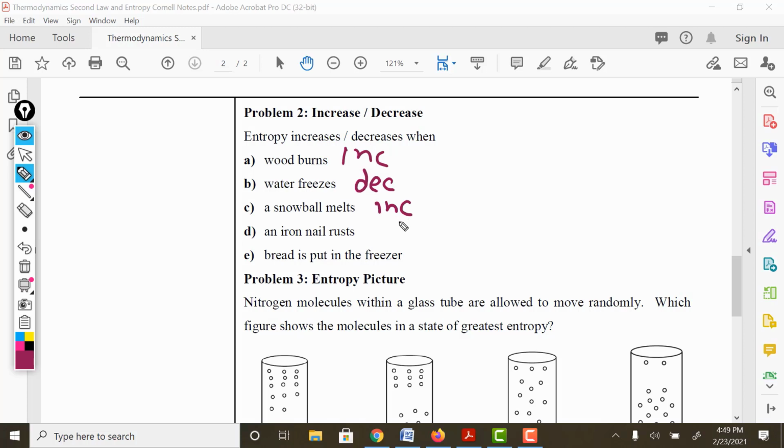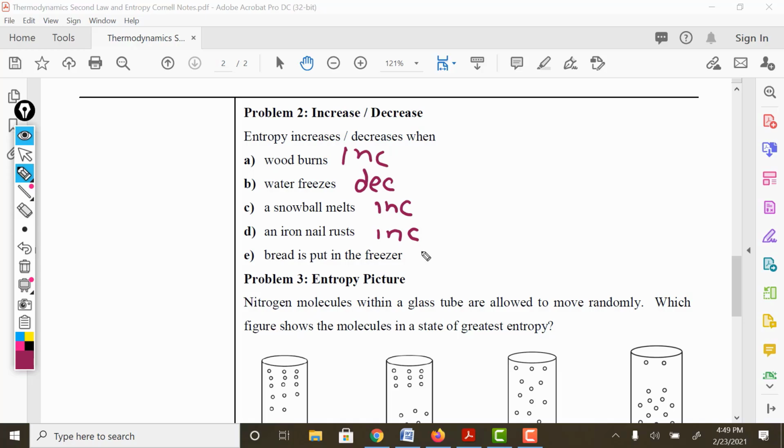Remember, entropy is disorder in a system. The change in entropy is heat over temperature. An iron nail rusting, right? We have disorder, it's chaos. This is chemical entropy. You're going to learn more about this in chemistry.